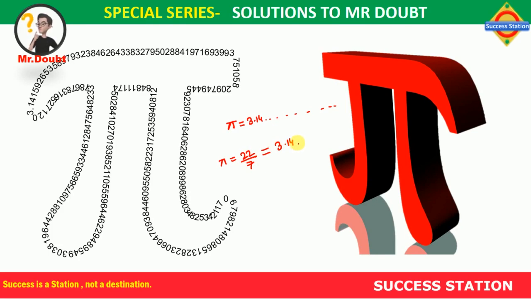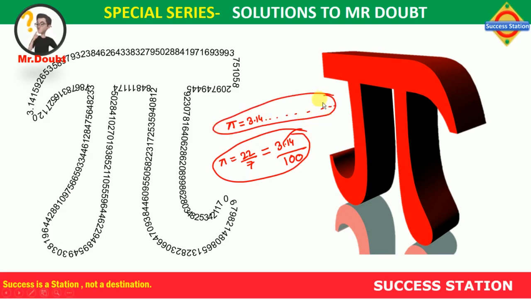Again, we are not putting dot dot over here. This means this is also a p by q form only, 314/100. Clear or not clear? So this is becoming p by q form, so it is kind of a rational number, but actually we say pi is an irrational number. Now what is the reason behind that?